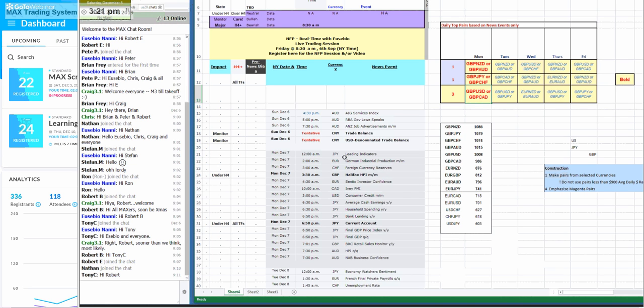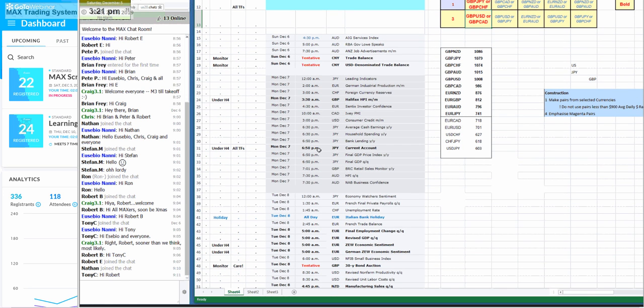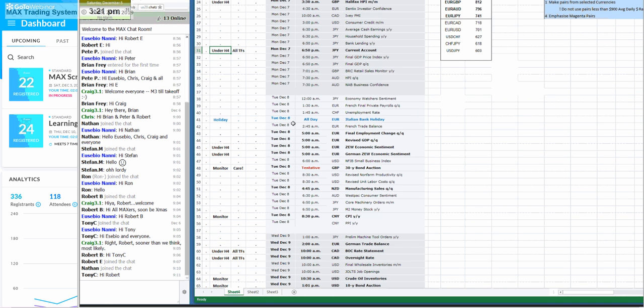Okay, so from 5 p.m. Monday through to Tuesday, we have the yen, and yen, okay. And we have the euro, and euro, okay. And that's it.